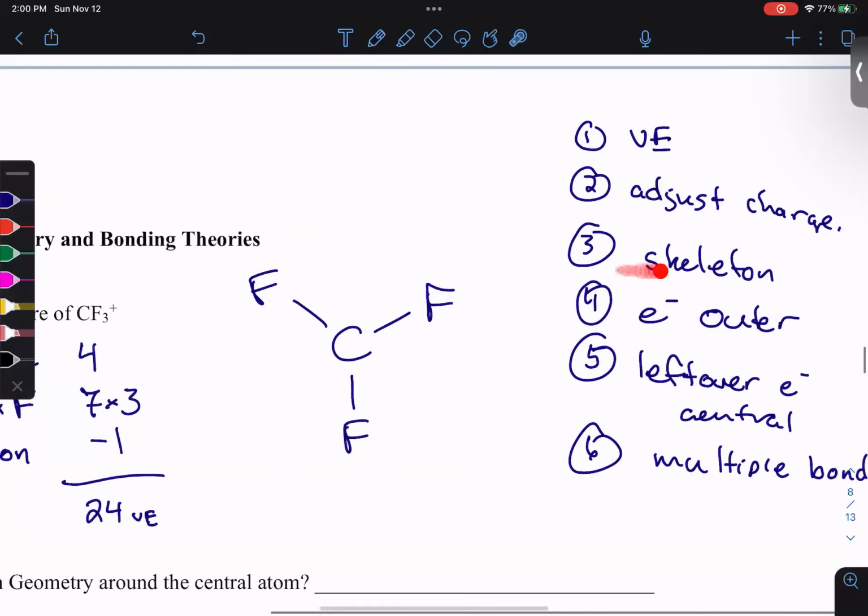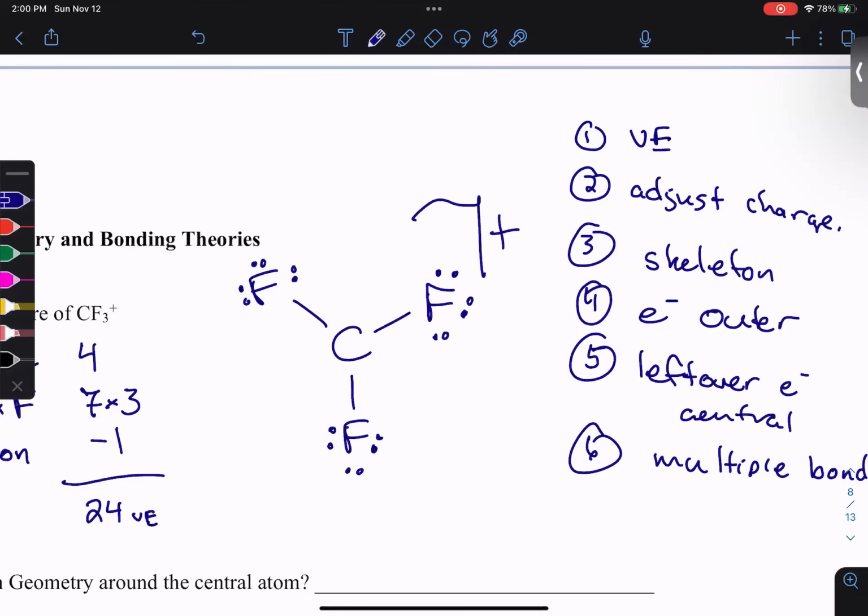So that is step 3. We drew the skeleton structure and used up 6 of our electrons. Now we want to fulfill octets of our outer atoms first, keeping in mind that we already spent 6. So let's complete the octets of the outer fluorines. So 6 electrons, 7, 8, 9, 10, 11, 12. That fluorine's done. So 12, 13, 14, 15, 16, 17, 18, 19, 20, 21, 22, 23, 24. So I'm done. All right. So this is the Lewis structure of CF3.